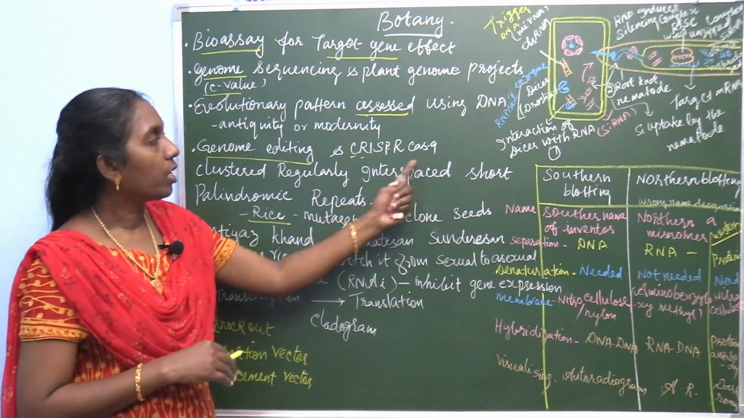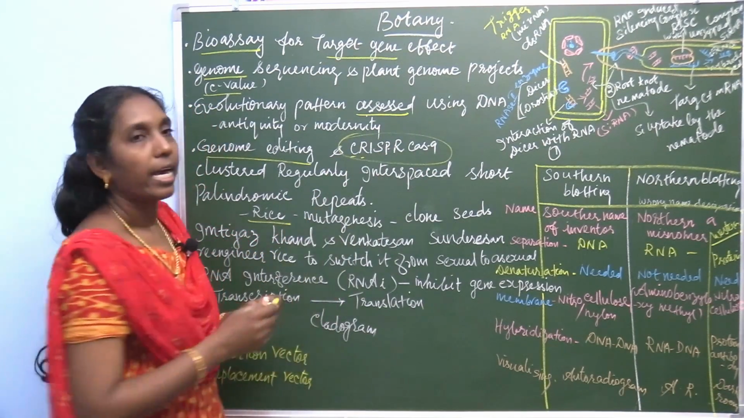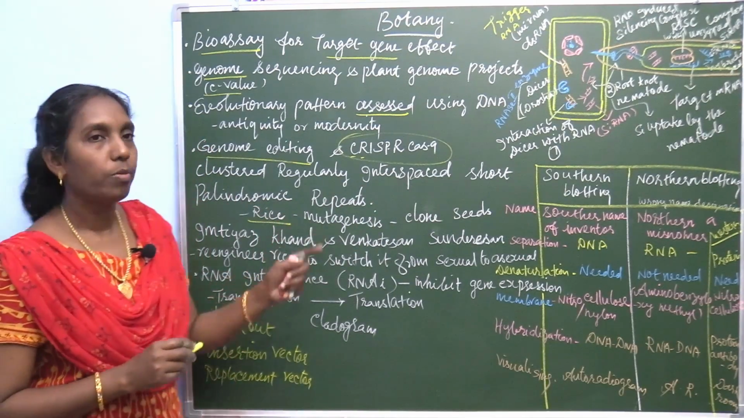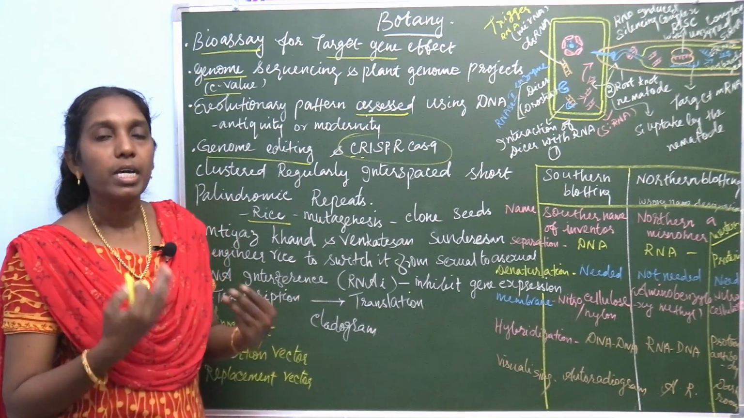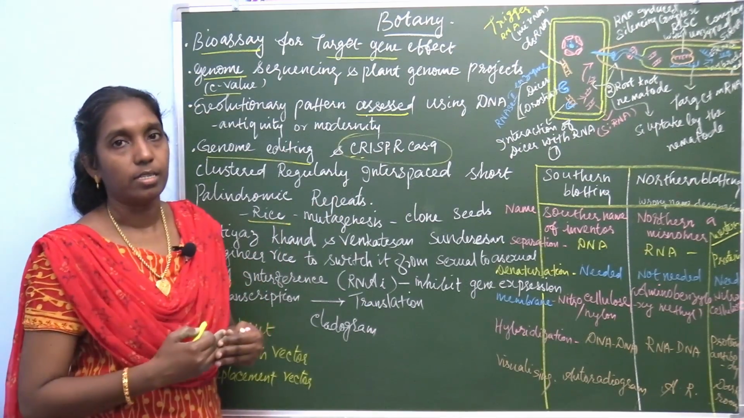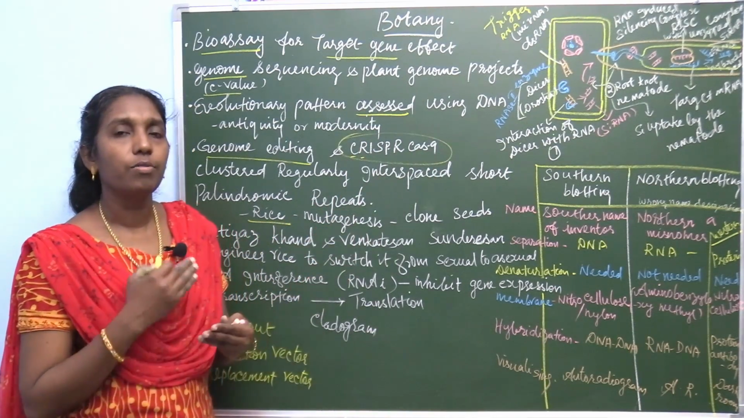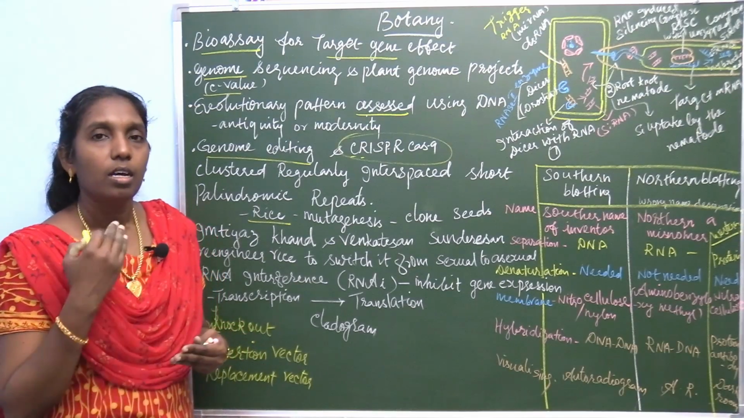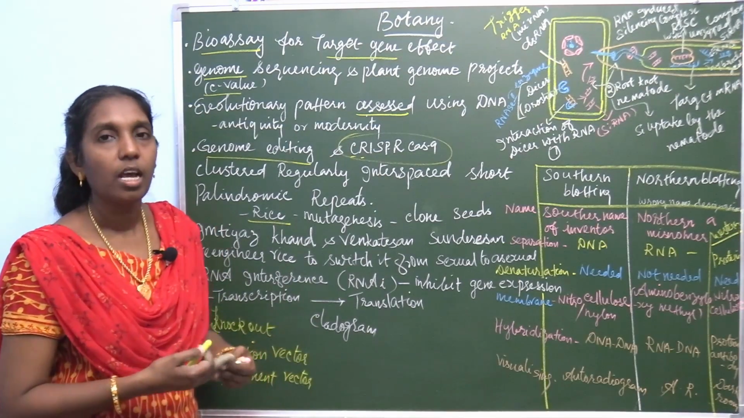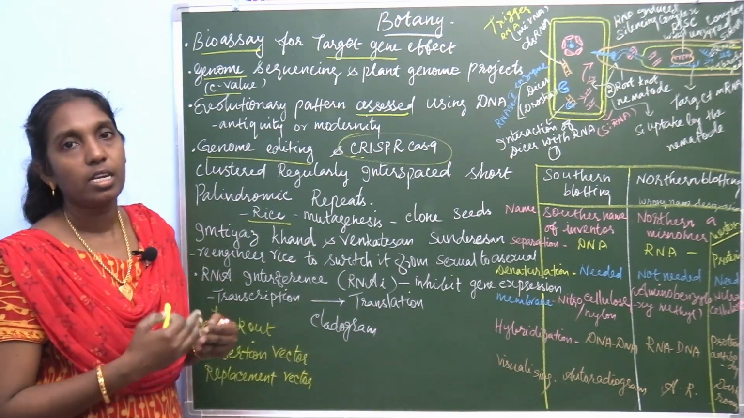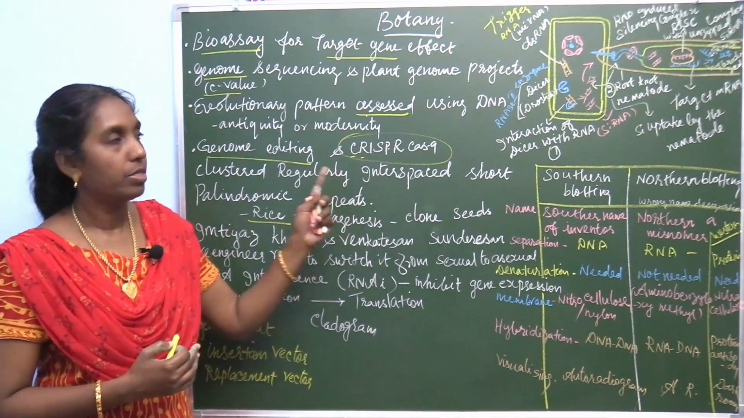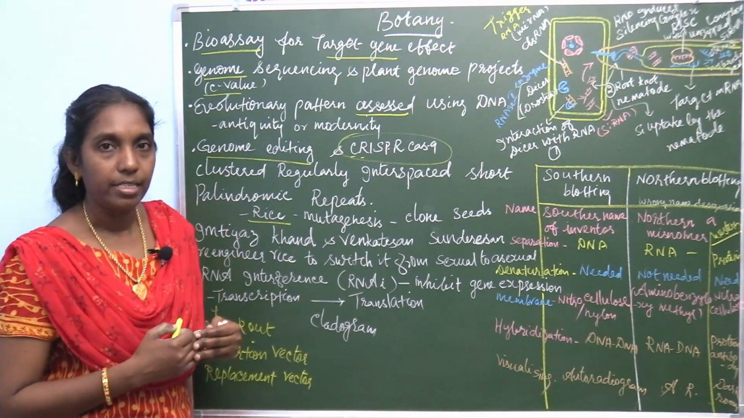Why is it important? CRISPR-Cas9, or clustered regularly interspaced short palindromic repeats, is used very much because it is faster, cheaper, and more accurate. It is a faster method, a cheaper method, and it gives very accurate results. So this method is used for genome editing.